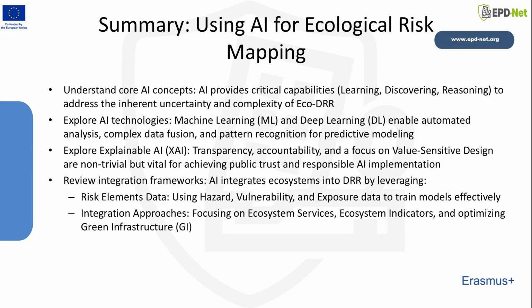For the second objective, explore AI technologies, we saw that machine learning and its subset, deep learning, are the powerhouses. They enable automated analysis, complex data fusion, and sophisticated pattern recognition for building accurate predictive models. Crucially, we must pair this power with explainable AI, XAI. Transparency, accountability, and adopting a value-sensitive design approach are non-trivial steps, but vital for achieving public trust and ensuring responsible AI implementation.